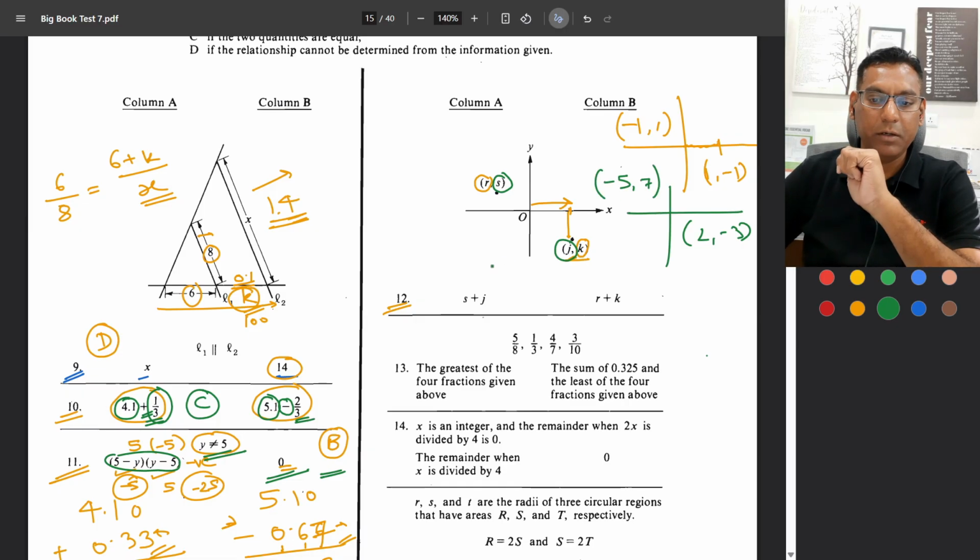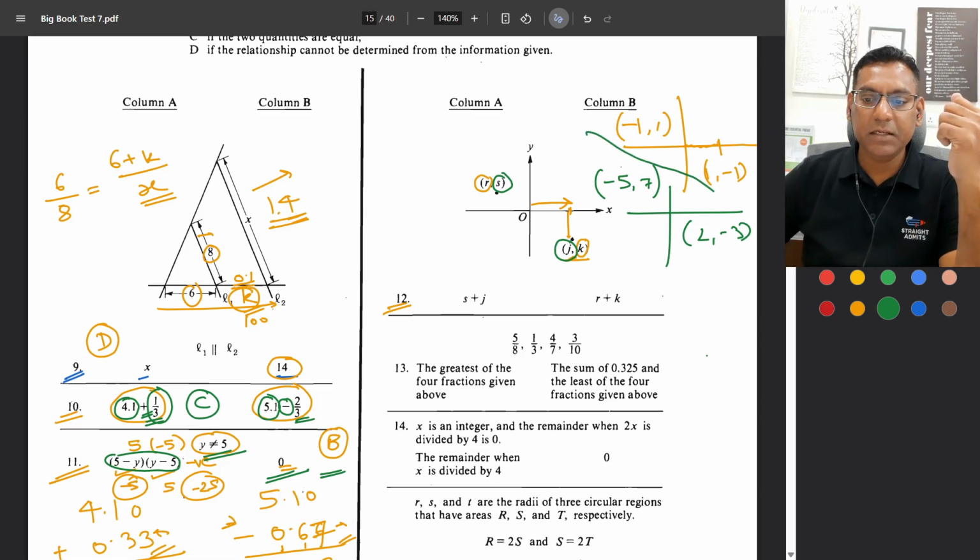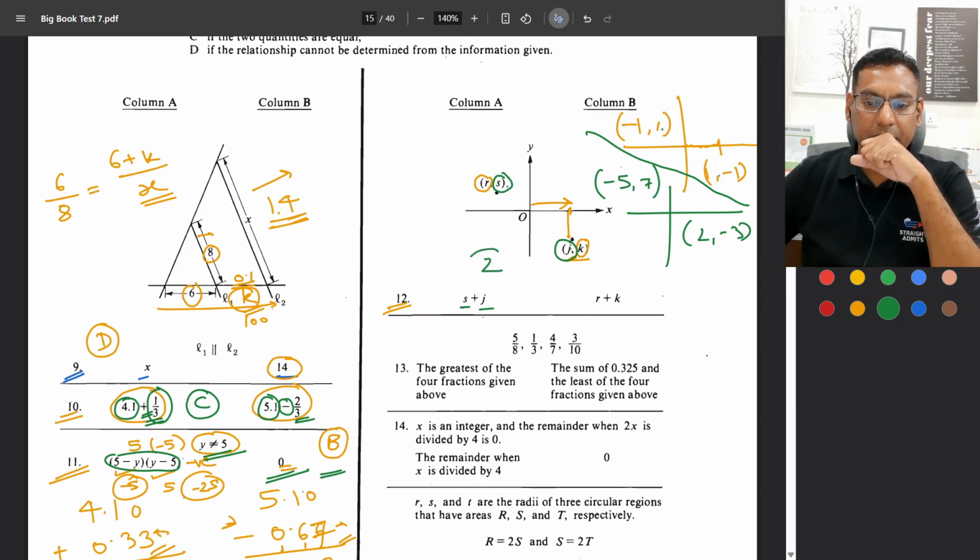Correct, that's the point. Okay, so let me go with the easier case, minus 1, 1. So what do I have to do here? S and j, that is a positive number plus a positive number, which is basically 1 plus 1, 2 in this case, and r and k, which is this negative number and this negative number, minus 1 minus 1, minus 2.